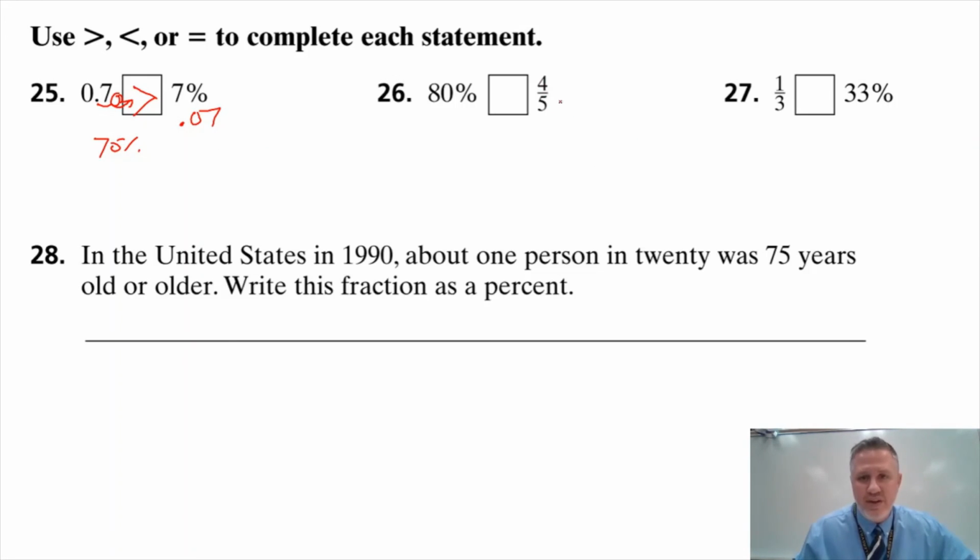All right, 4/5. Let's make this a percent. 8 tenths, which is equivalent to 80 hundredths, which is equivalent to 80%. These are equal.